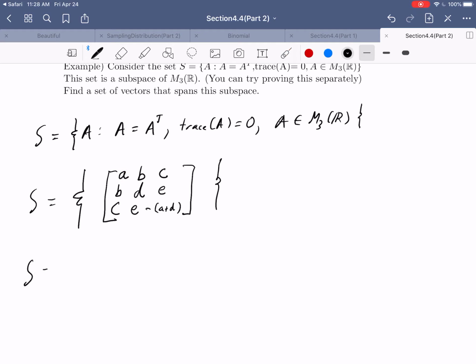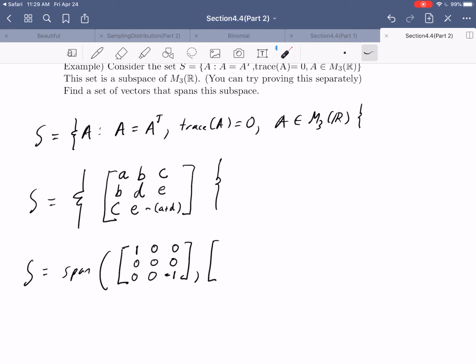Let's actually look at this as the span. Let me start by letting A be 1 and everything else be 0. So that would be 1, 0, 0, 0, 0, 0, 0, 0. But since I chose A to be 1, I would have -1 right there. Next one, I would let B be 1, everything else be 0. So 0, 1, 0, 1, 0, 0, 0, 0, 0.